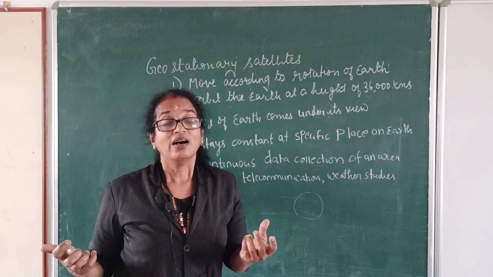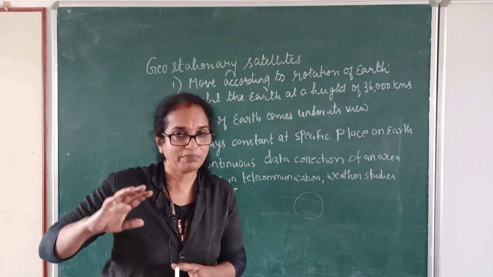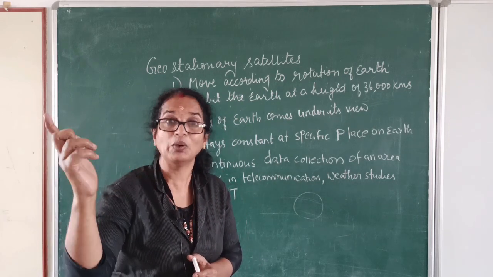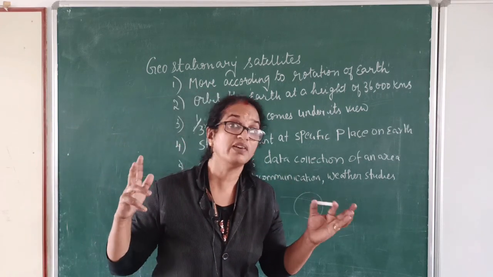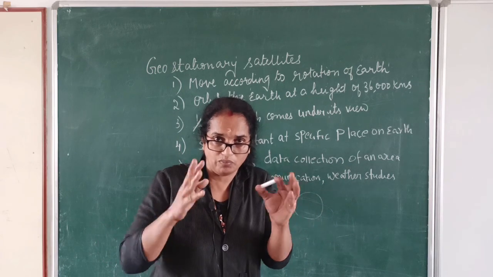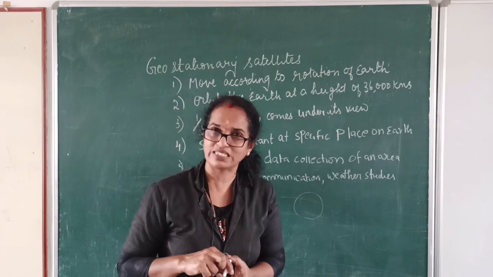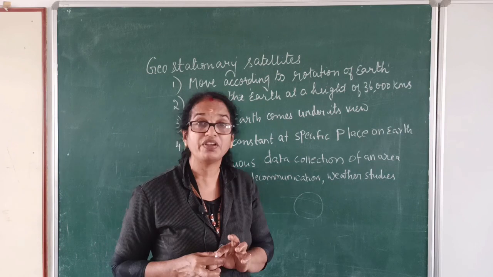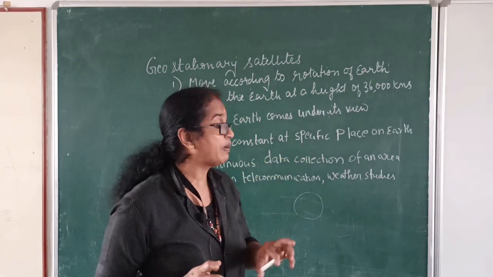And 1/3 of the earth comes under its view. What does it mean? That means almost 1/3 of the earth, one part out of three, can be seen in its view. 1/3 of the earth's view comes under the geostationary satellite's view. It stays constant at a specific place on earth.